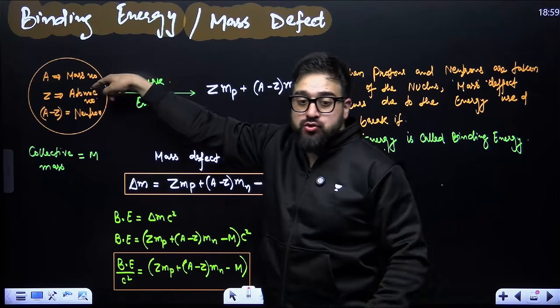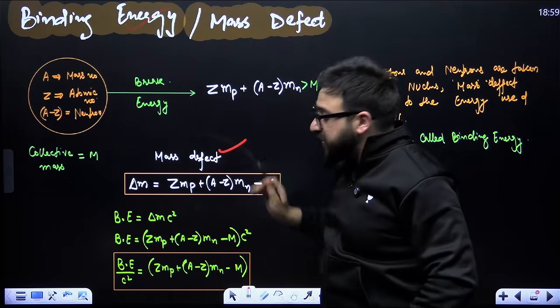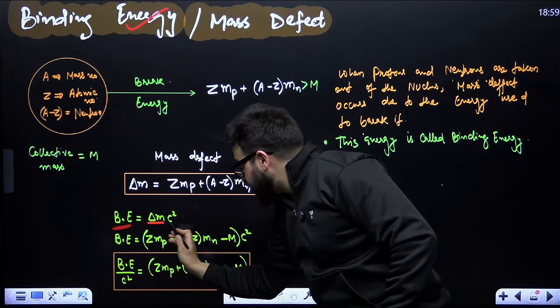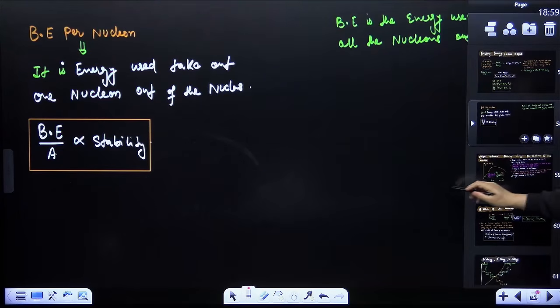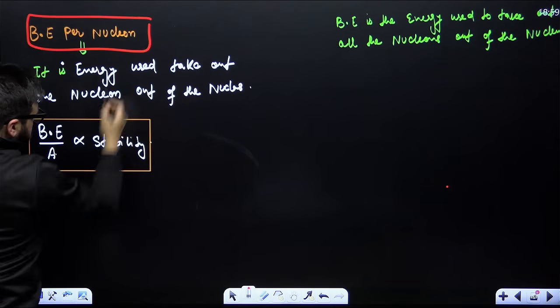So this energy which is used to break the nucleus is what we call the binding energy. Due to this binding energy only, the mass defect occurs. So binding energy is delta M into C square, the mass defect into C square. You can see it over here. Then, my dear NEET aspirants, binding energy per nucleon is proportional to stability.